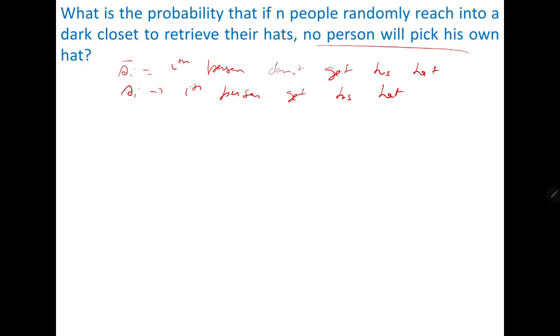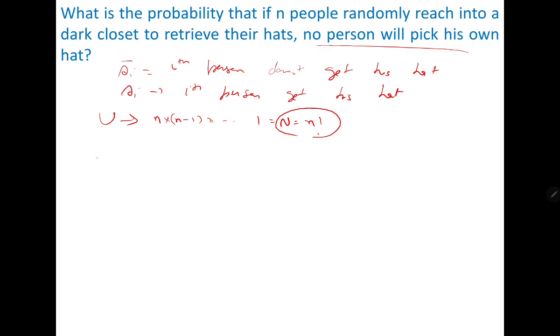Now U is the number of ways to distribute the hats to the n people. For example, the first person has n choices. He can get any of the hats, either his hat or some other hat, it doesn't matter. And the second one has n minus 1 choices, and so on. So N(U), or capital N, is n factorial.